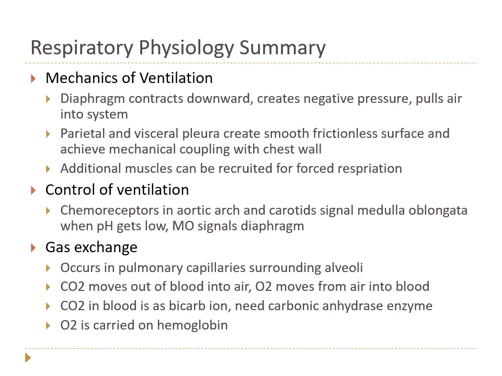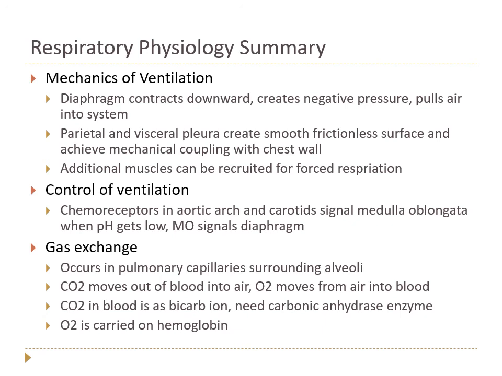The control of ventilation is done via chemoreceptors in the aortic arch and carotids that are sensing pH. When carbon dioxide levels get high, pH gets low, and the medulla oblongata then receives that information and signals the diaphragm to contract. This happens about 6 to 12 times every minute.